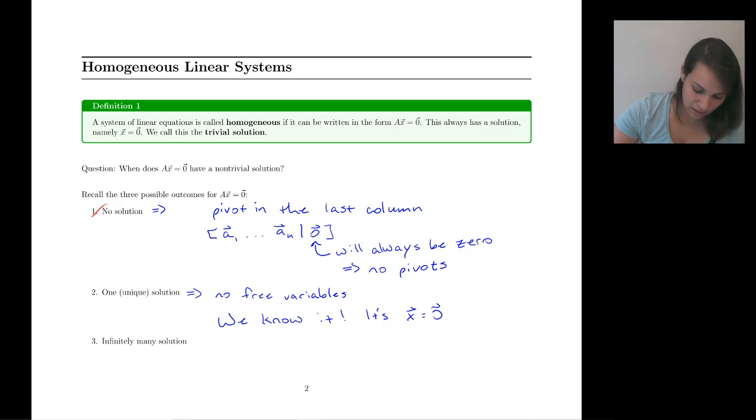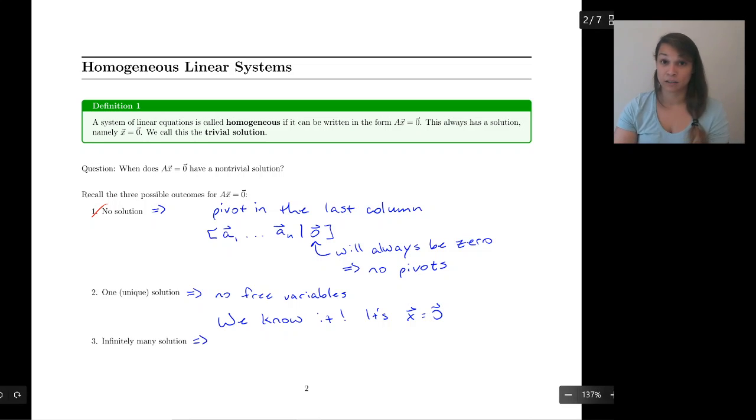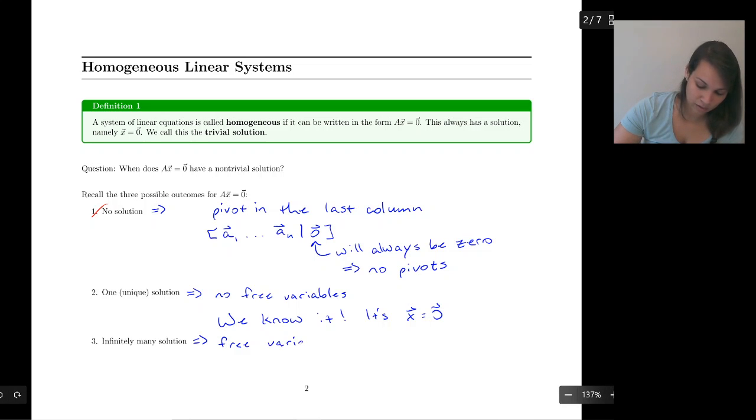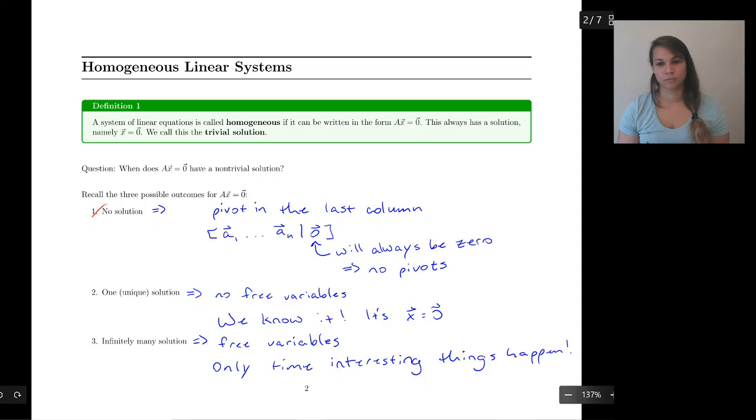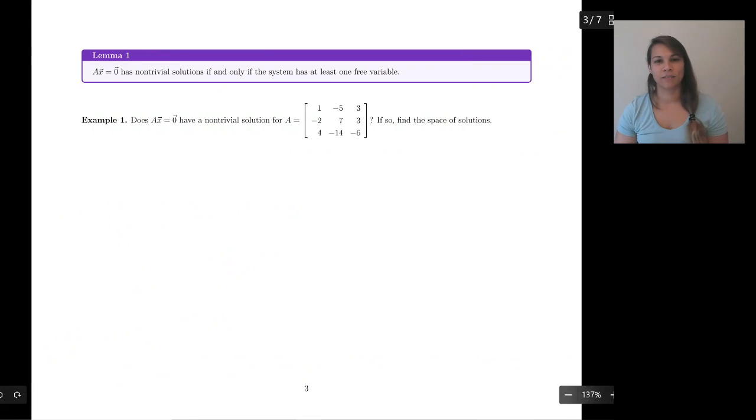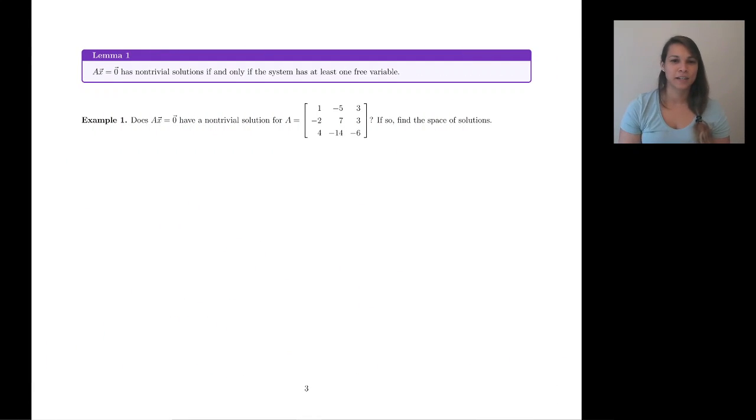And then we have infinitely many solutions. How do we have infinitely many solutions? When we do have free variables. So this is the only time interesting things happen. We even have a lemma saying exactly that. Ax equals 0 has a non-trivial solution if and only if the system has at least one free variable.